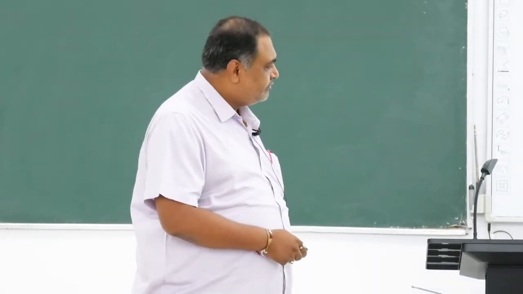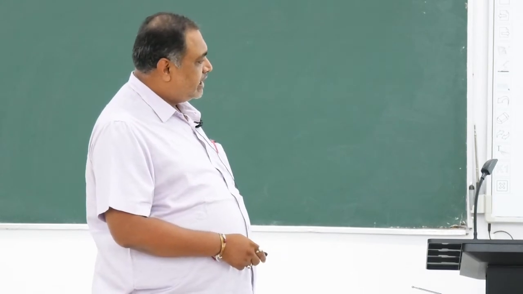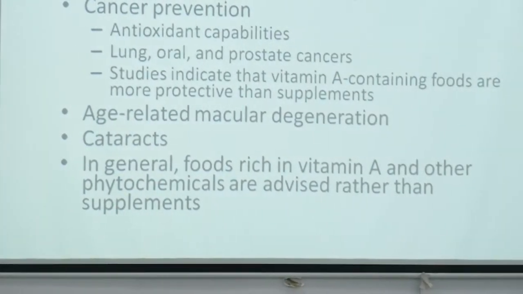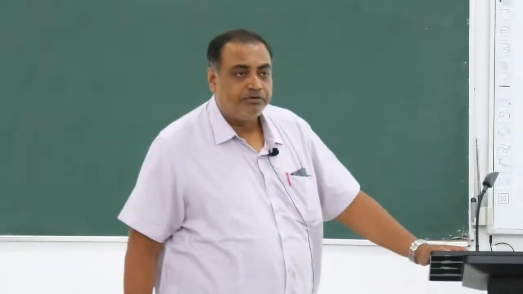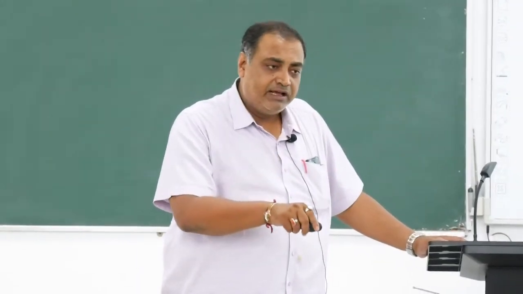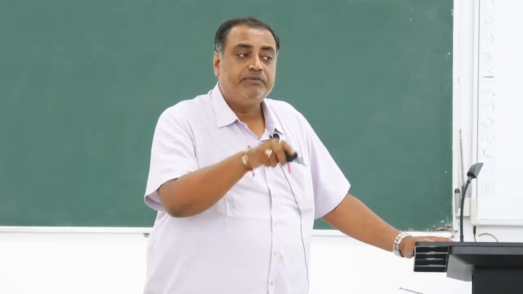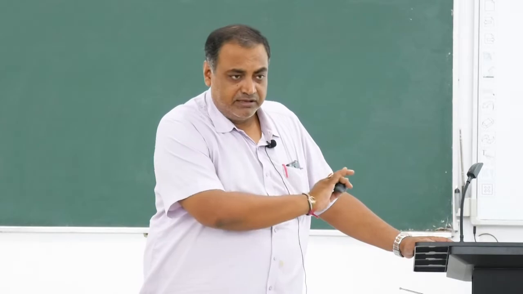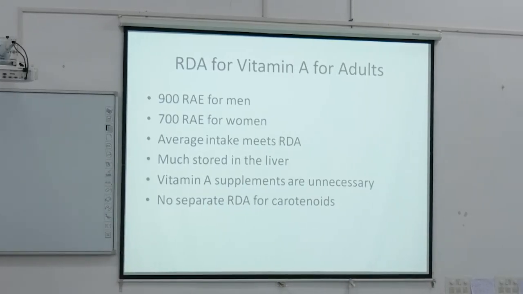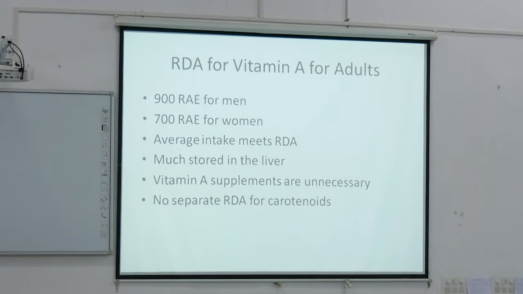So here also they have advised the same thing. In general, foods rich in vitamin A and other phytochemicals are advised rather than supplements. It means it is better to have food rich in vitamin A than pure vitamin A supplementation. Can you remember this? Remember like this: 700 for women, 1000 for men, and 1200 for pregnant and lactating women. Okay? 700, 1000, 1200. Correct?